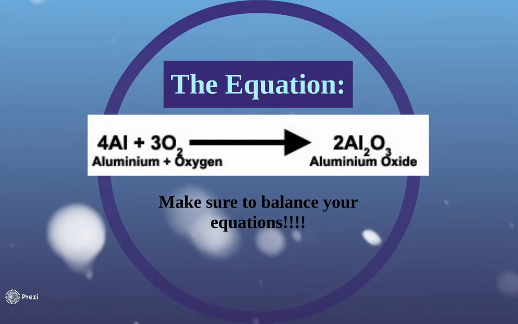Next step is to balance the equation. Due to the law of conservation of mass, each side of the equation must contain the same number of elements. Therefore, the balanced chemical reaction is 4Al plus 3O2 yields 2Al2O3.